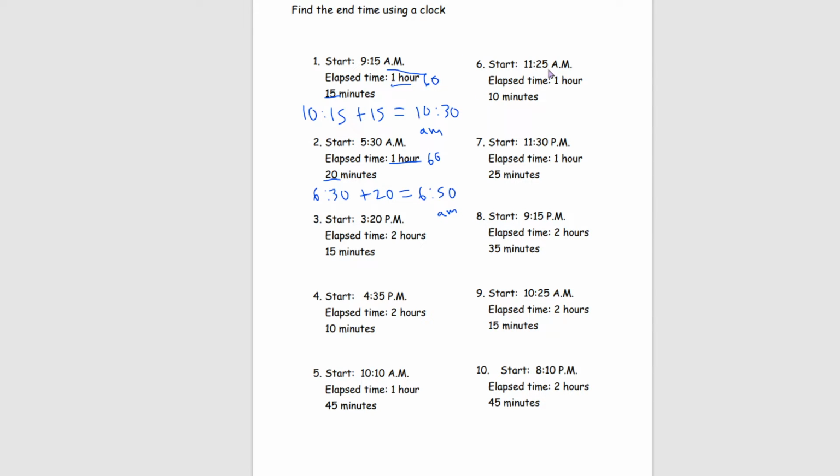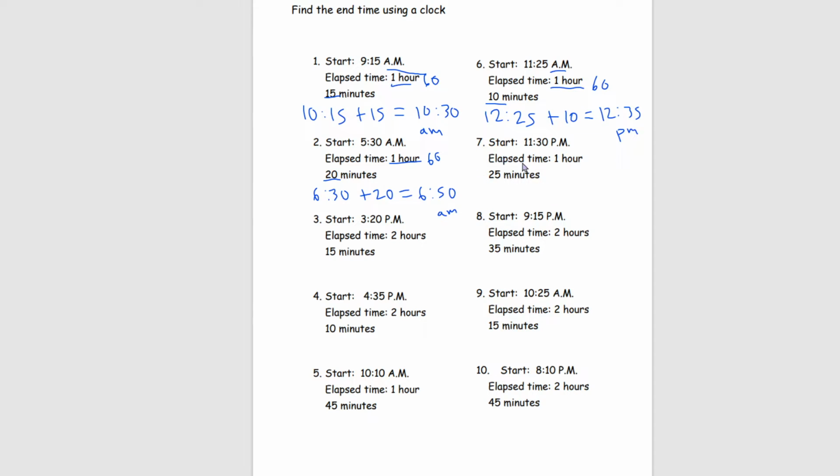We see it's 11:25 a.m. and the elapsed time is 1 hour and 10 minutes. So let's add our 60 again to it. This turns into 12:25. We're gonna add our extra 10 minutes, which gets us 12:35 p.m. Remember, when it passes the 12 from a.m., the 12 turns into p.m.